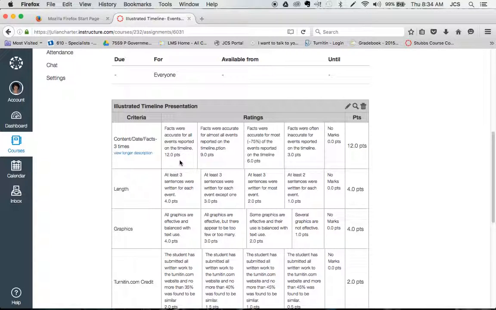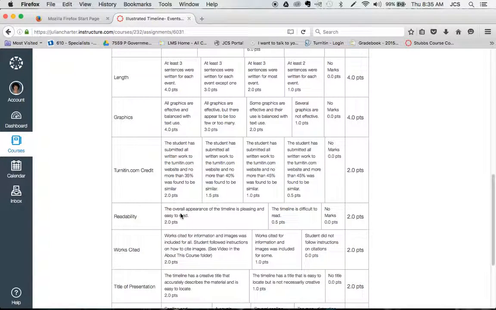When you click on and look at the rubric of any assignment, you will see that, for example, the contents, the date, and facts would be worth 12 points, down to 3 points, down to 0 points. Okay? You always want to be in the first square of each criteria category. That's what's going to give you the most points if you always get this first line.